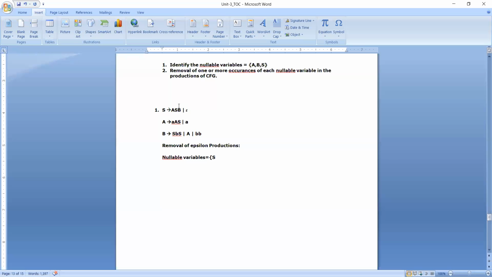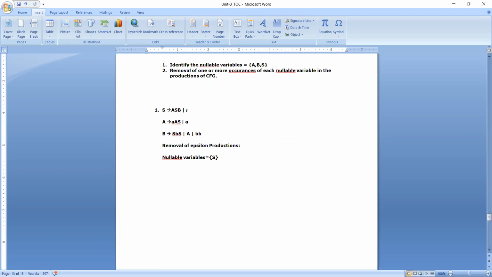Now please check if any such variable is there which we can add to the list of our nullable variables. Now you can see here capital A is there. When I substitute S as epsilon, we still get a small a, capital A. It is not becoming epsilon. So we are not going to add. So what about B? When I substitute S with epsilon in both the places, we still remain with the terminal small b. Okay. Now the only nullable variable which is available in our list is capital S.